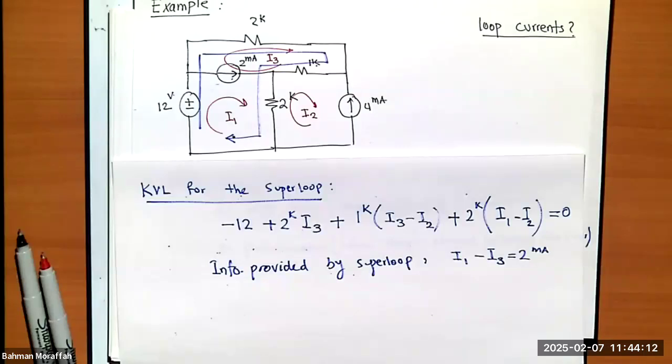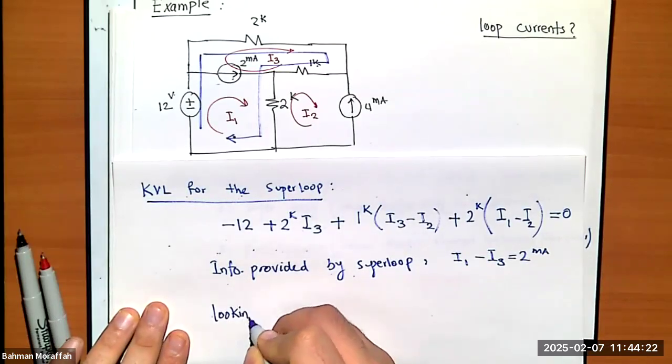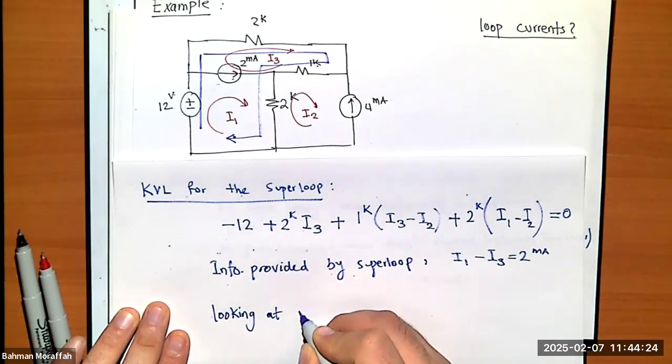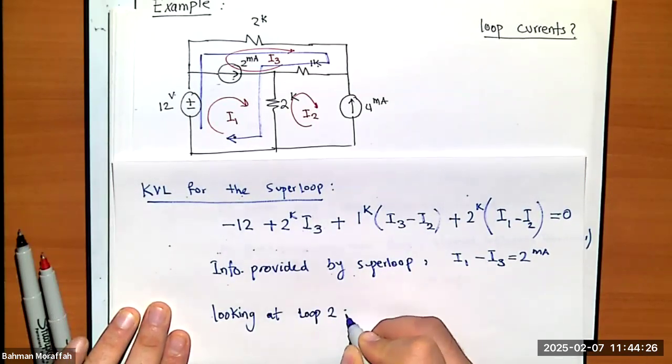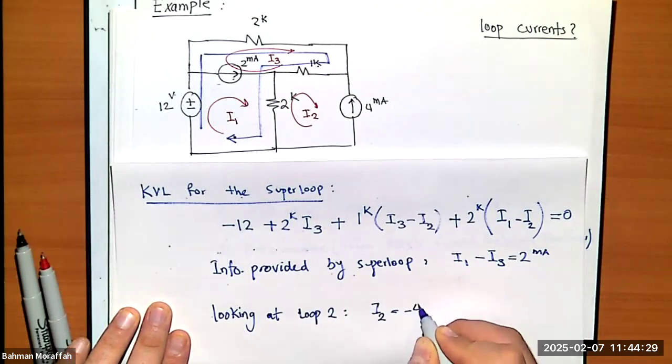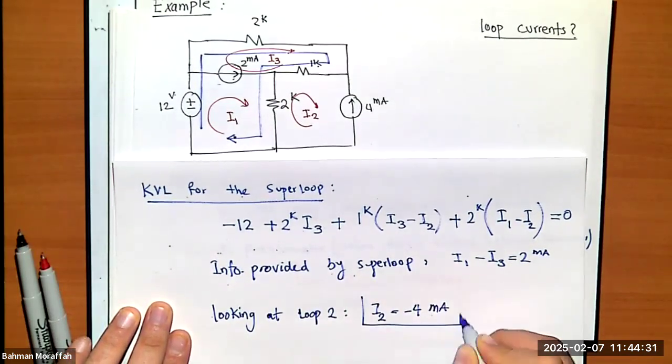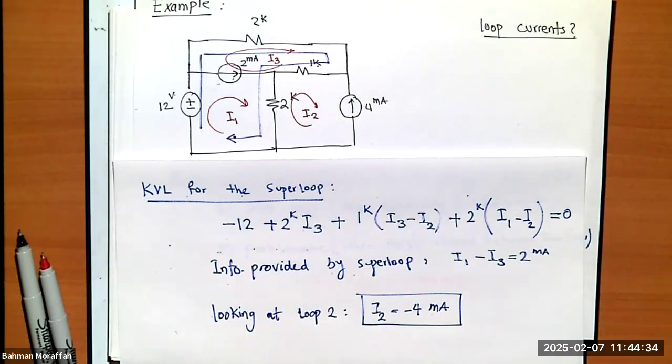I'm claiming I2 is just known, right? That's the easy part of the current source. So looking at loop 2, we know I2 is -4 milliamps. Look what I got. I have 3 equations, 3 unknowns, right? I can solve for I1, I2, and I3, right?